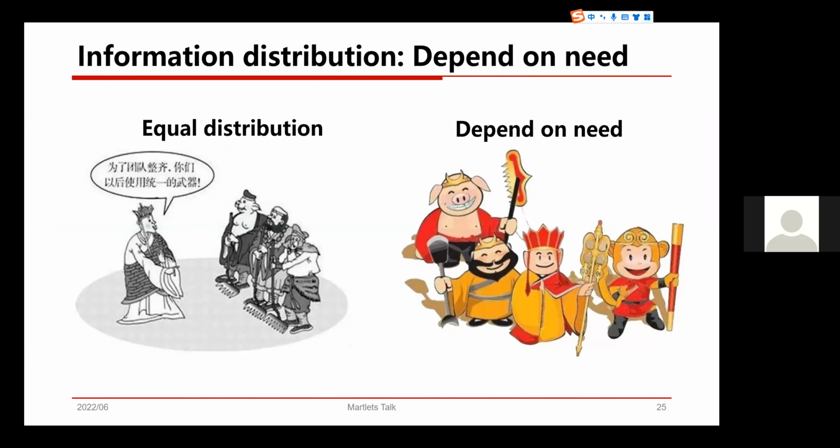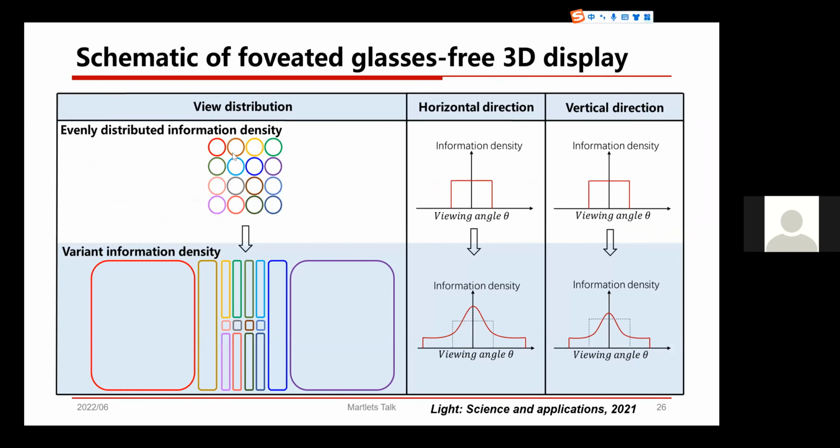There is one solution for this. Most 3D displays have views equally distributed. That means the information is equally distributed. Maybe we don't need to distribute the information equally to each view. We can display the information depending on the application requirement. We can change the view distribution from, for example, 4x4 equally spaced in the viewing angle. We can change this for a variant information density.